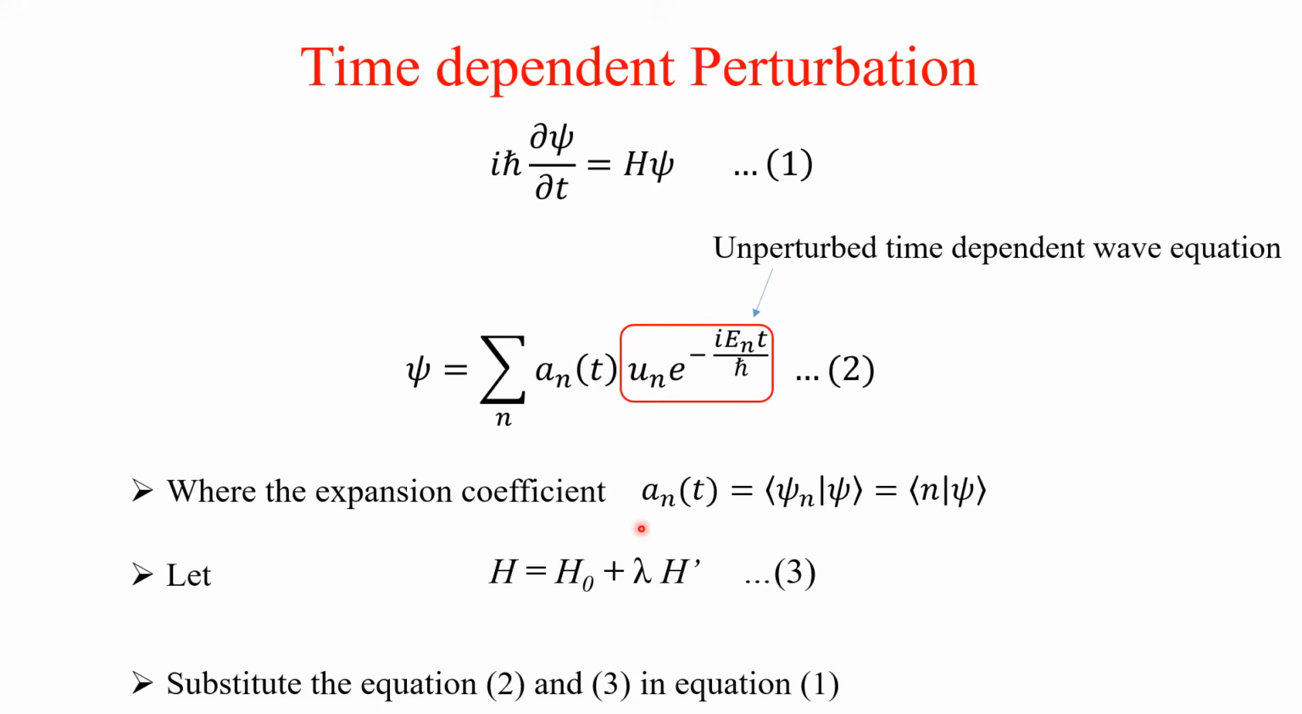As we have seen already, the total Hamiltonian is equal to the sum of the unperturbed Hamiltonian H naught plus lambda H prime, where H prime is the perturbed Hamiltonian and lambda is a parameter which varies from 0 to 1. Let us say this is equation 3. Now you substitute equations 2 and 3 in equation 1. We will see what will happen.